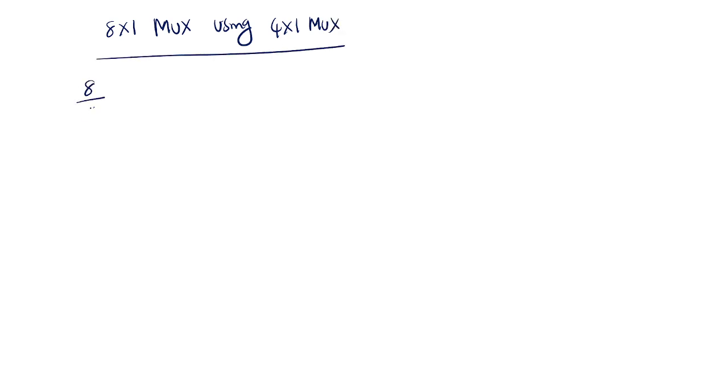And coming to 8 cross 1 mux using 4 cross 1 mux. 8 by 4 is 2. 2 by 4, how much? And then how to implement? But you got 0.5, no?